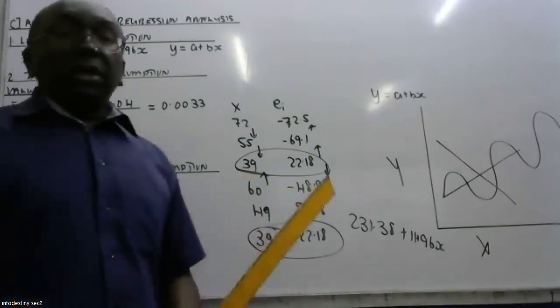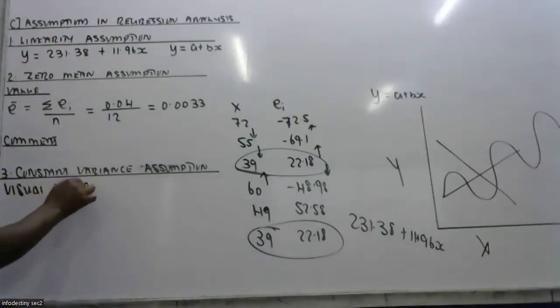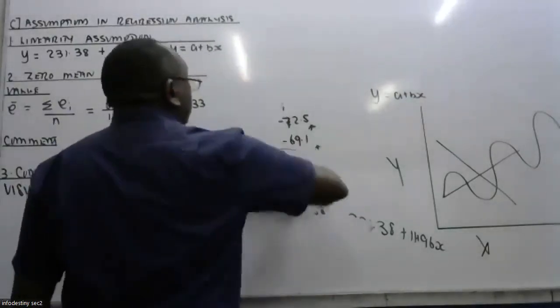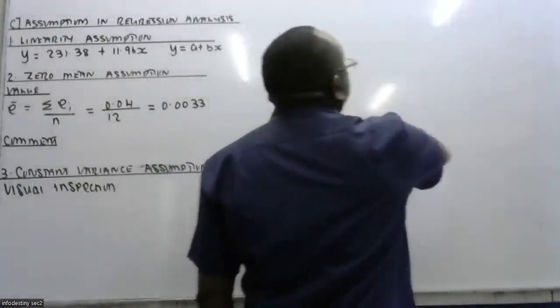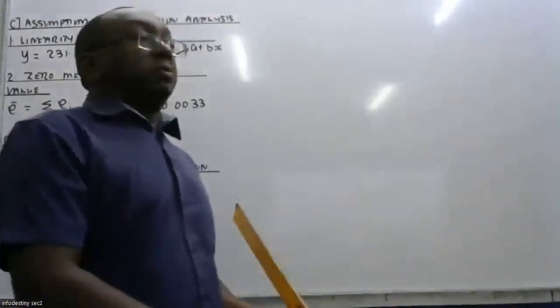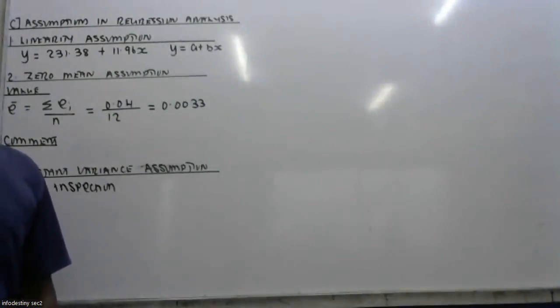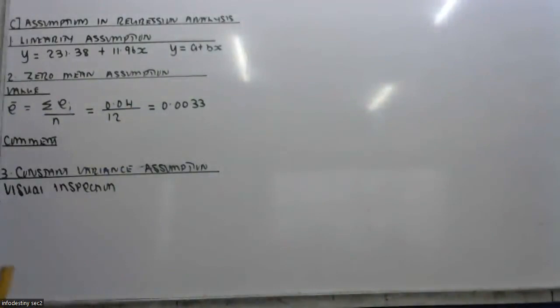So, using visual inspection methods, the error terms do not appear to depend on the values of X. As a result, they have a constant variance equal to 1.